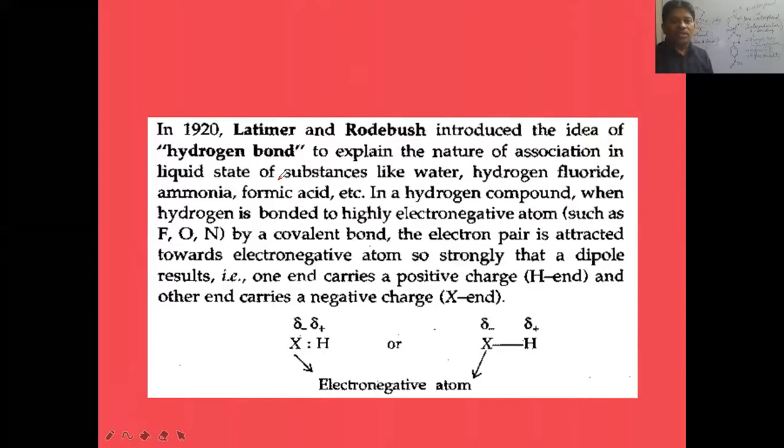So now check it here. Hydrogen bonding, the theory part I'm sending to you, you can write notes, okay? Latimer and Rodebush, these two introduced the idea of hydrogen bonding for the first time. Hydrogen bonding will be between hydrogen atom and fluorine, or hydrogen and oxygen, or hydrogen and nitrogen. In covalent compounds only it will be there.